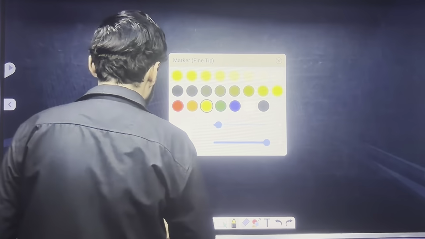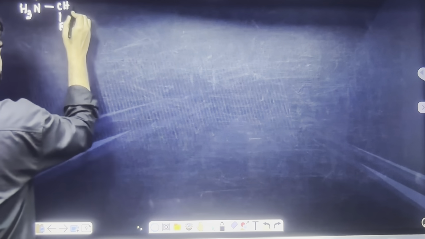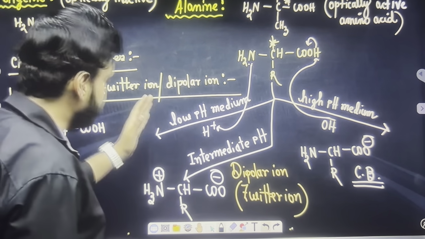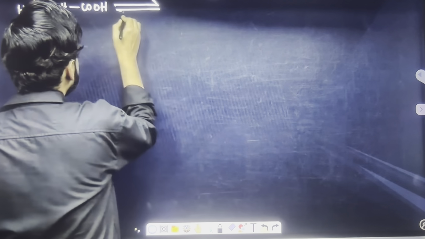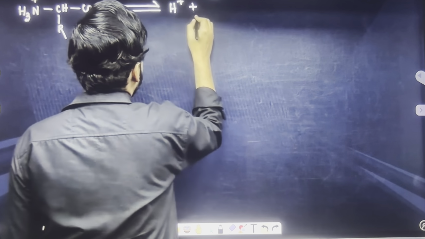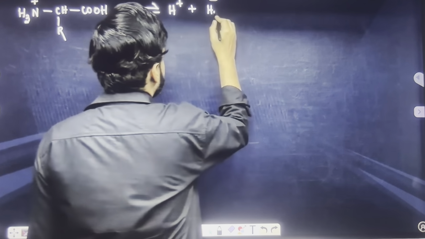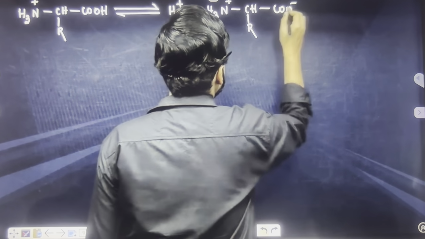Here I am writing the first ion form, that is the conjugate acid formed. This is NH3 plus, then CHR, and then COOH. Okay, the next ion is the Zwitter ion formed. For the formation of the Zwitter ion, what should it do? It will lose this proton. So I can write a reversible sign, one proton lost, and the Zwitter ion, that is NH3 plus, then CHR and COO minus.